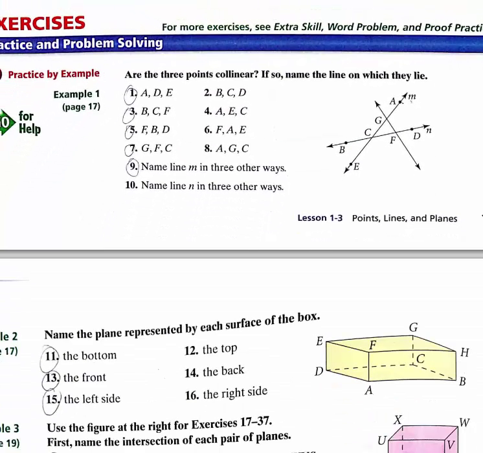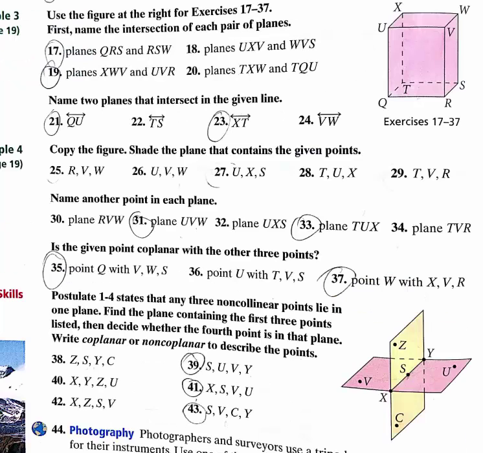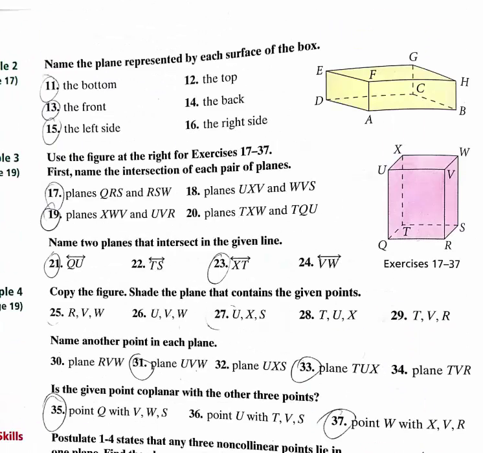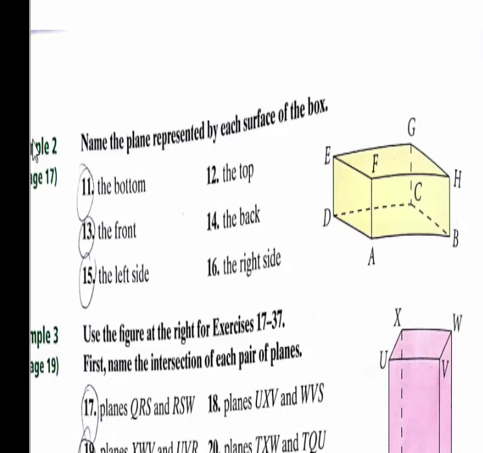If you look at the next part of the homework, it says, name the plane represented by each surface of the box. You can think of a plane as a flat surface, and you name a plane by at least 3 points. I try to just use 3 points to name the plane, and you use the word plane when you write it down. So if you're looking at number 11, it says name the plane represented by each surface of the box, and you're talking about the bottom of the box.